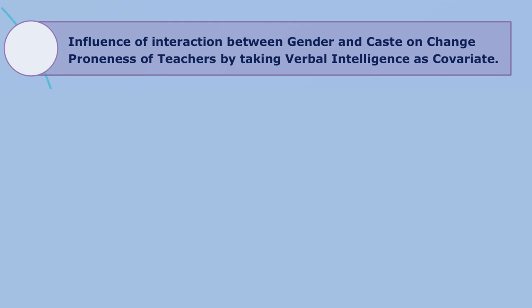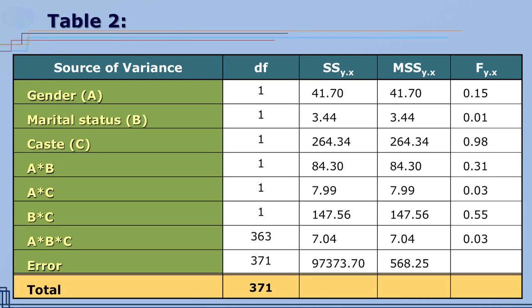Influence of interaction between gender and caste on chain proneness of teachers by taking verbal intelligence as covariate. From table 2, it is evident that the adjusted F value for interaction between gender and caste is 0.03, which is not significant. It shows that adjusted mean scores of chain proneness of male and female teachers belonging to general and other castes did not differ significantly when verbal intelligence was taken as covariate.